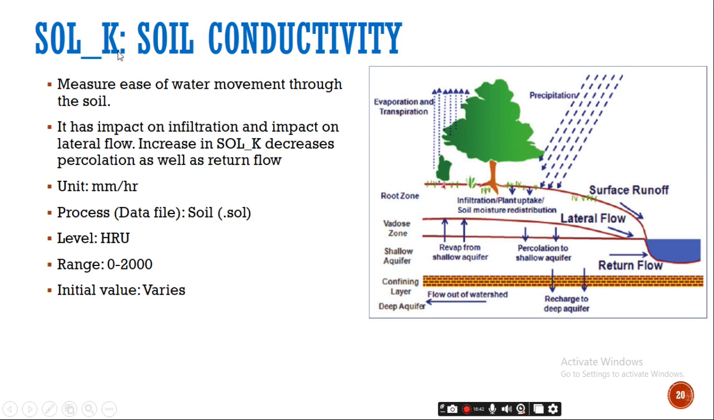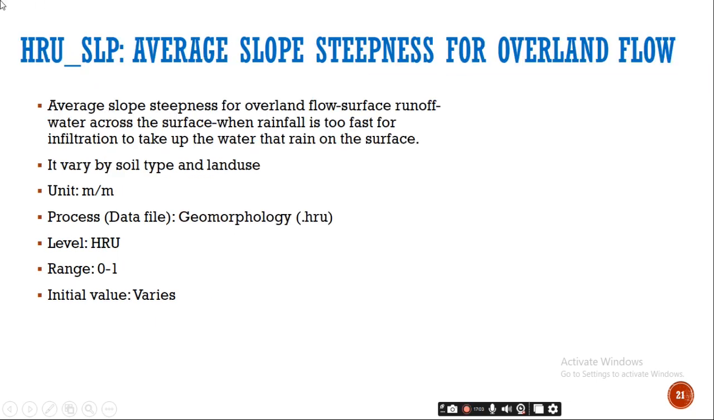Then after SOL_K, which means soil conductivity. It measures the ease of water movement through the soil. It has impact on infiltration and impact on the lateral flow. Increase in SOL_K decreases the percolation as well as return flow. Its unit is mm per hour. Its range is 0 to 2000. Its initial value could vary.